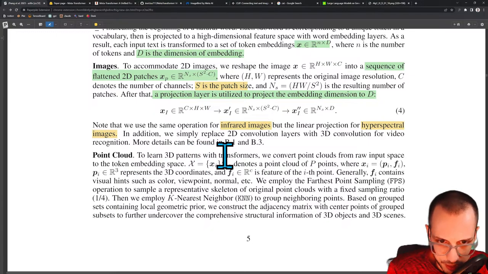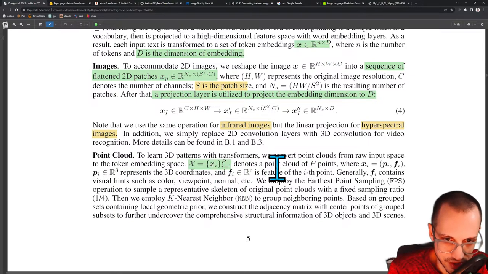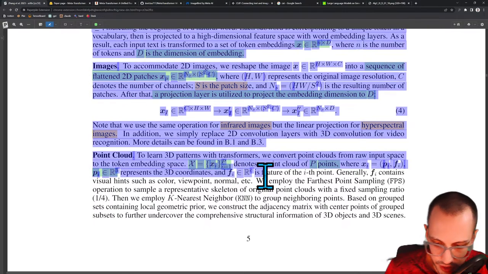Point cloud. To learn 3D patterns, we convert point clouds from raw input space into token embedding space. So you have some point cloud, which is a collection of points. P is the size of the point cloud, P points. X_i is (p_i, f_i). So p_i is the 3D coordinate of a point, so XYZ. And then f_i is the feature of the ith point.